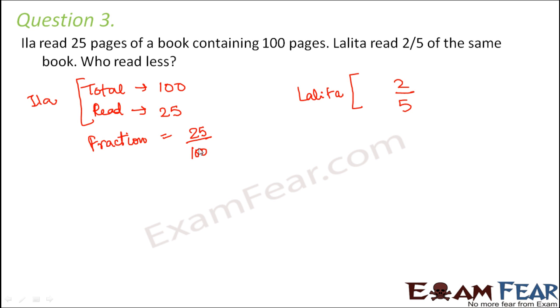So 25 by 100. So if you find out the HCF of 25 and 100, the HCF comes out to be 25.